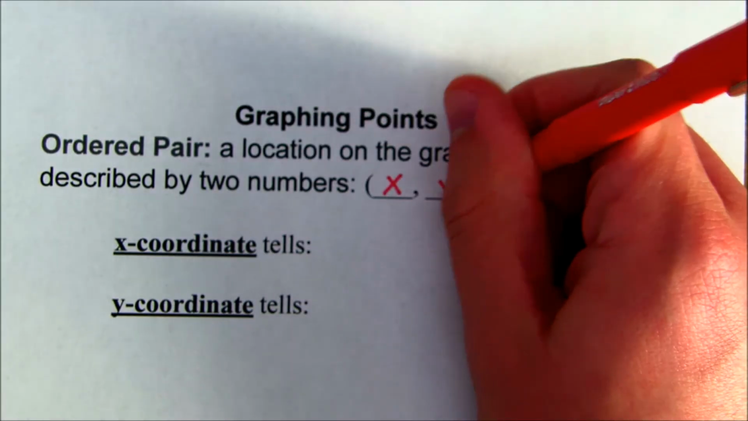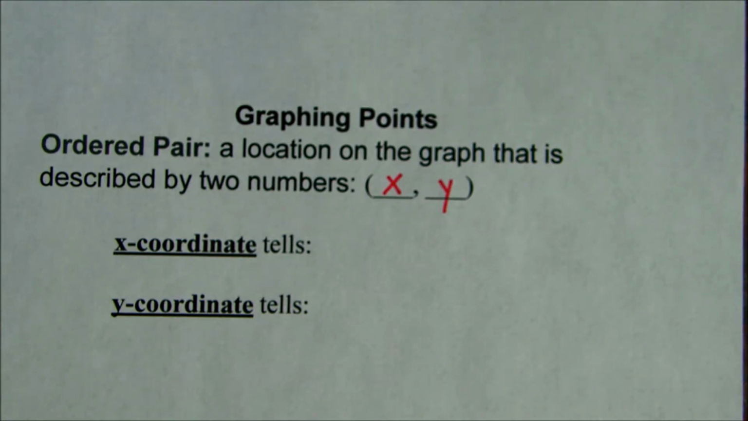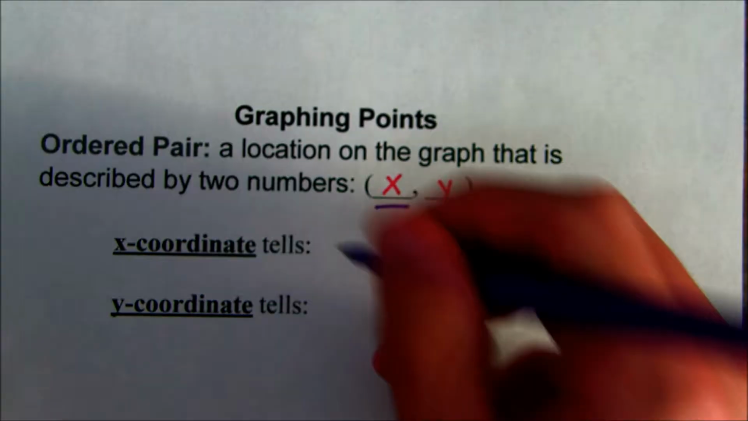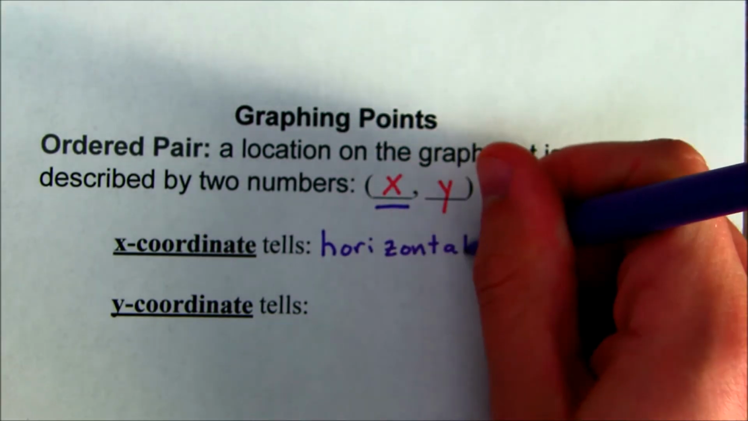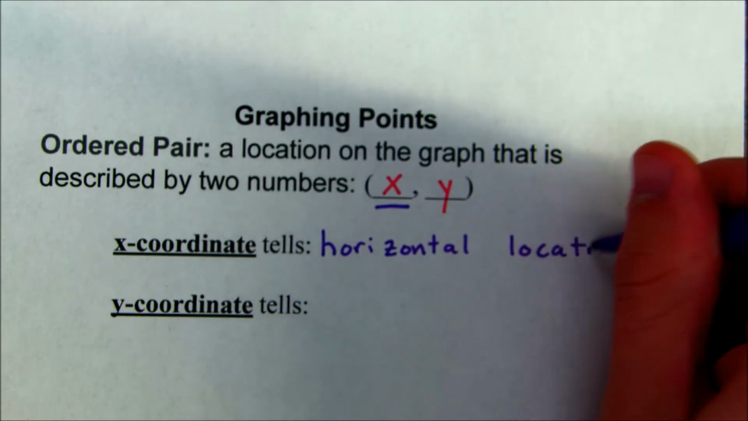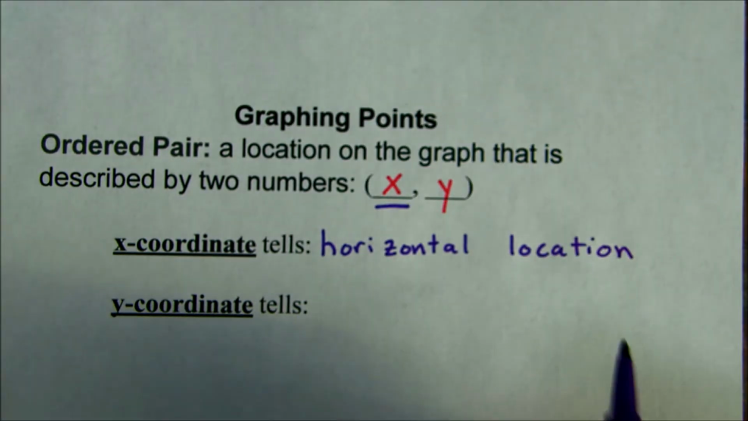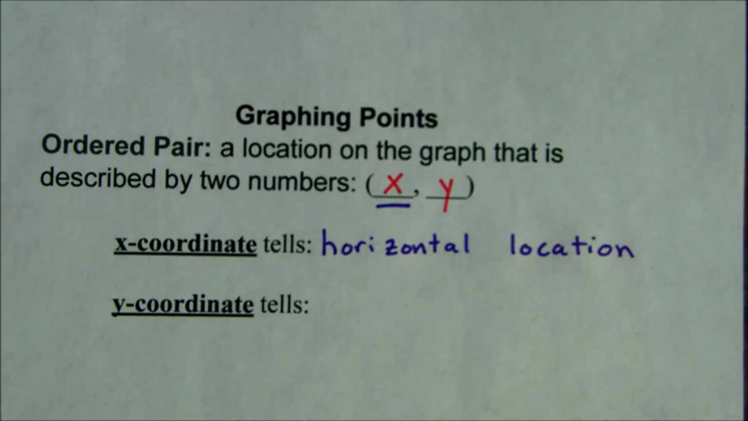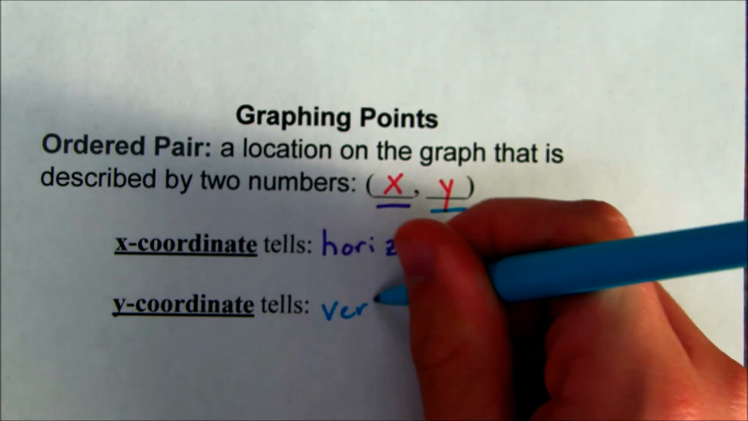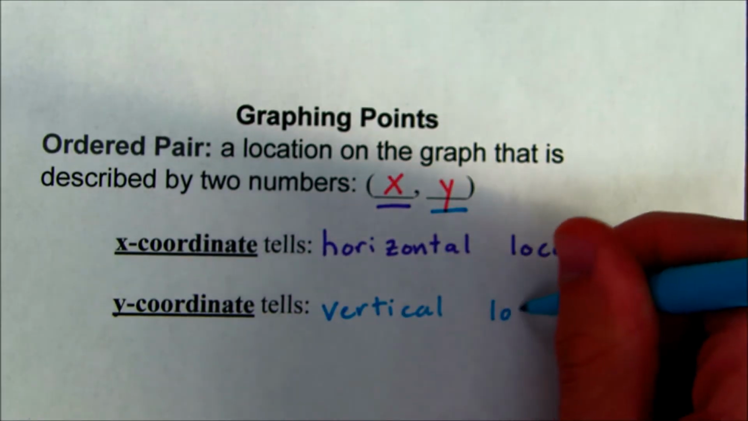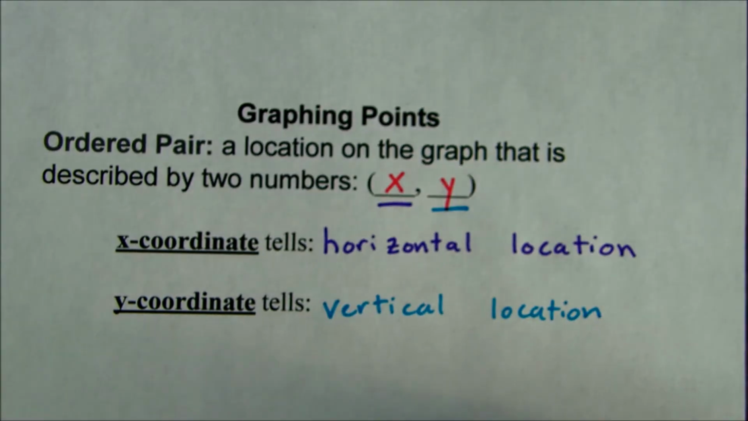Now, you've probably seen this before in a previous math class, but I want to review what these things mean. The x-coordinate, that's what this is referred to as, tells us the horizontal location of our point. So how far do I move right or left when graphing? The y-coordinate, that would be this one right here, tells us the vertical location. Now, using these two things together, we are able to graph points.